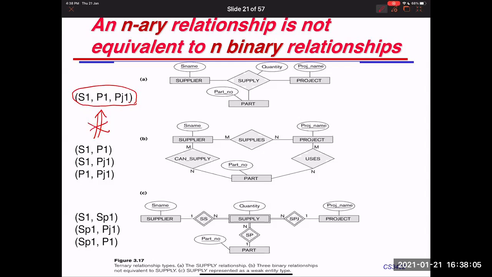So there's a question. When they're all linked by one relation, then the degree is 3. Yeah, so the degree is the number of participating entities in a relationship.